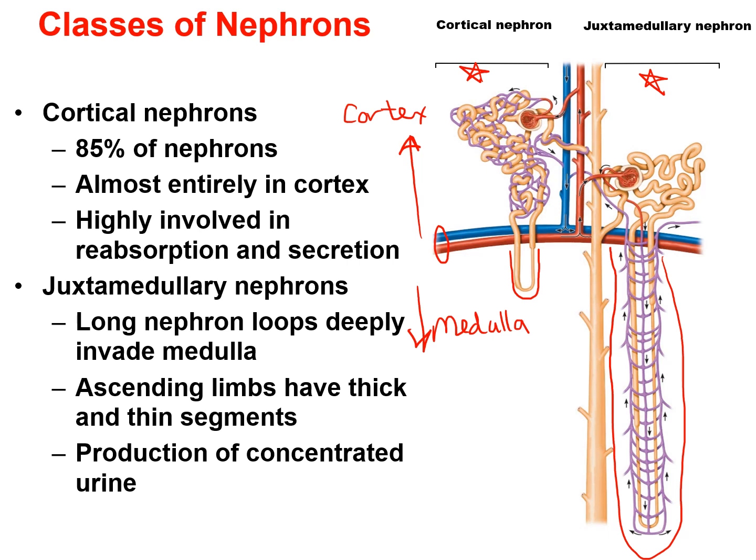They are going to play a huge role in being able to produce a very concentrated urine, and this is important to prevent you from dehydrating. If you are dehydrated, you need to reclaim as much of that water as possible so that you aren't getting rid of valuable water as a waste product, and so your juxtamedullary nephrons are going to help play a role in being able to produce that concentrated urine.